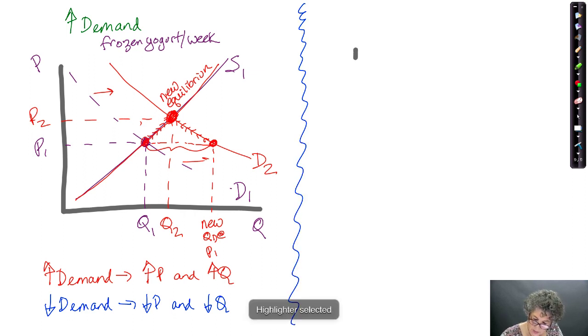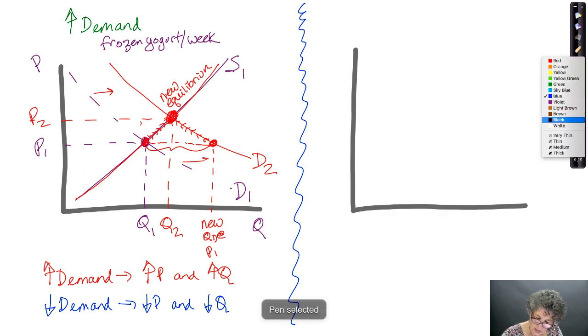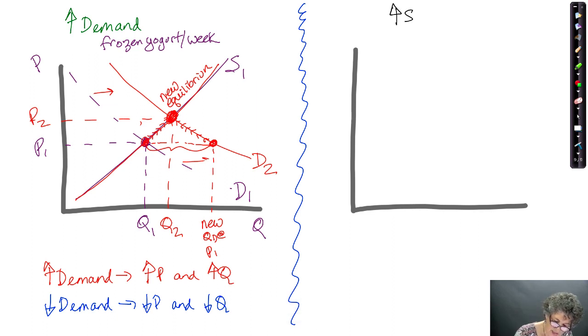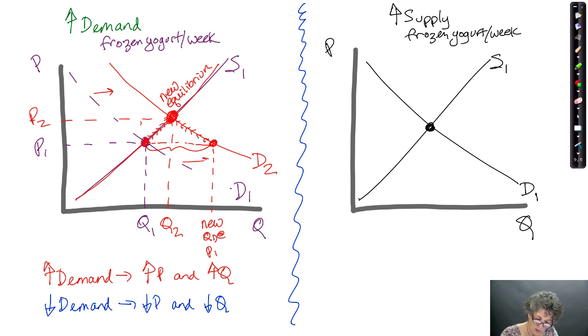Now, what about if we have an increase in supply? Now suppose instead, not also, but instead, again we're looking at the frozen yogurt market. So the amount of frozen yogurt that's sold per week. Price on the vertical, quantity on the horizontal, initial downward sloping demand curve, D1, initial upward sloping supply curve, S1. The initial equilibrium is where those things cross, so price P1, quantity Q1.